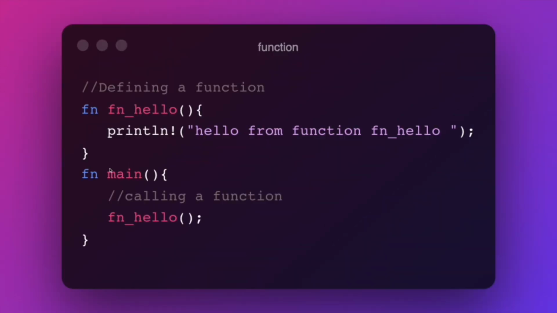We have already defined our first function before in our Hello World program, where we created a main function in every program, which is the main entry point. But in this particular example, we can see that our main function is calling a different function called fn hello. And fn hello then prints out hello from function fn hello. So this is a really basic example of how we can call different functions in Rust.